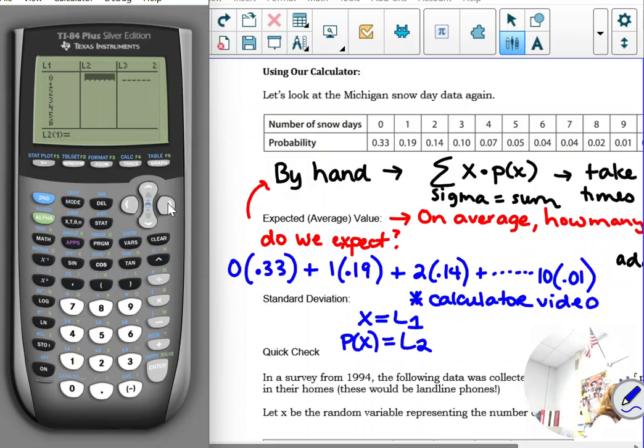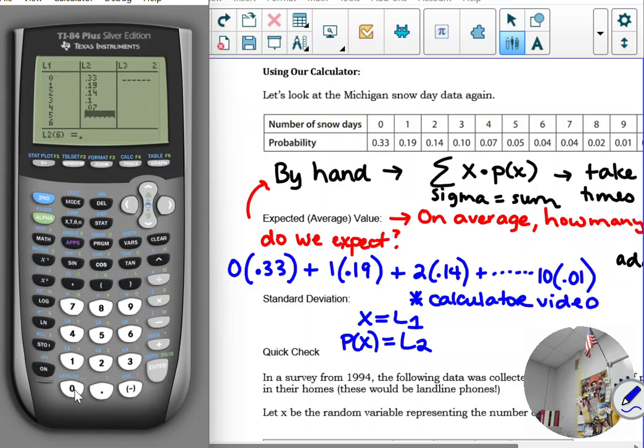And then next to each X, I'm going to put the probability that goes with that X. So 0.33 next to 0, because it's a 33% chance I'm getting 0 snow days. And 0.19 next to 1. 0.14 next to 2. And so on. Just taking these right from my table, putting each individual X and its related P of X.